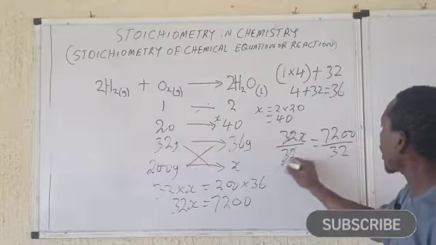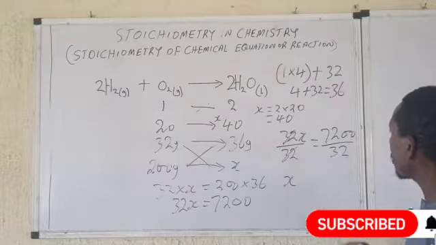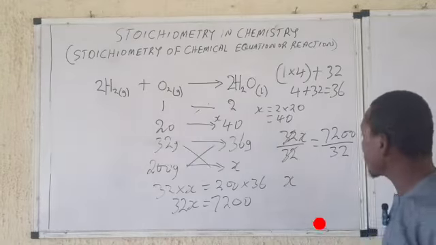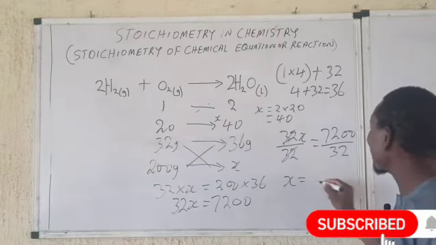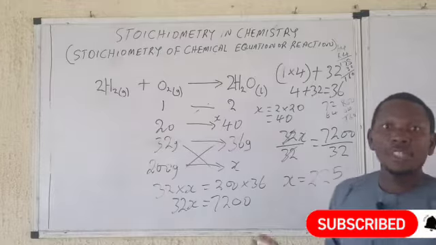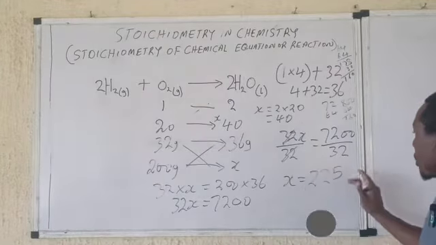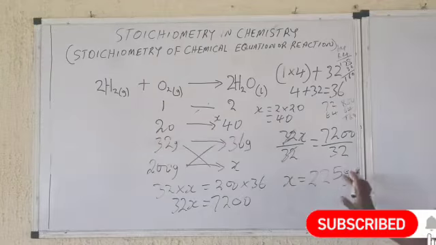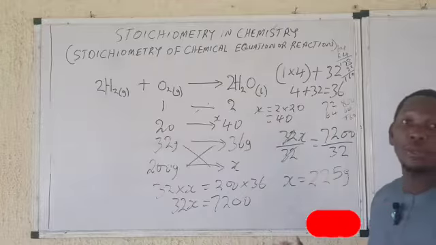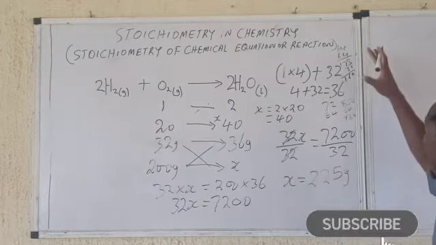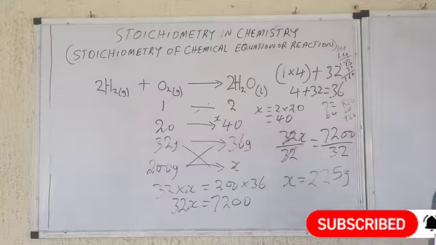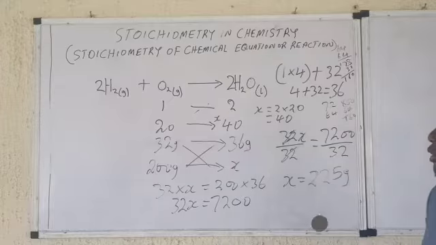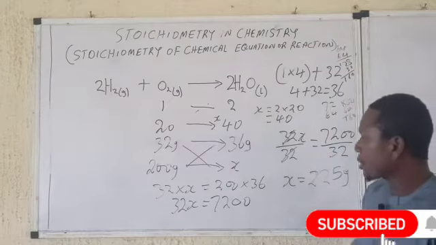32. So you can use your calculator to eventually get the answer, and your answer will be what? In gram. So using the hand method, you actually got 225 gram. You can use your calculator to cross-check the answer and tell me if I'm right or wrong in the comment section. All right, so it's a very simple concept.